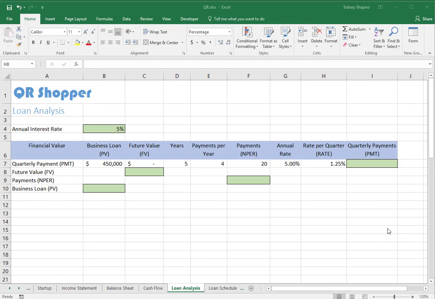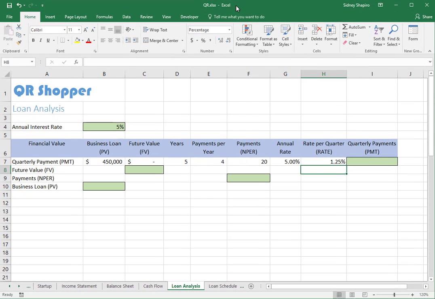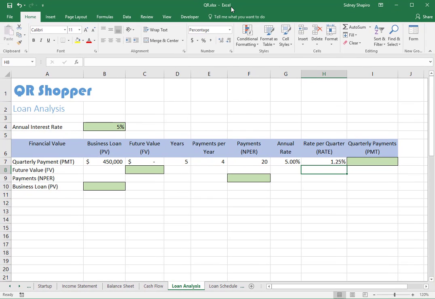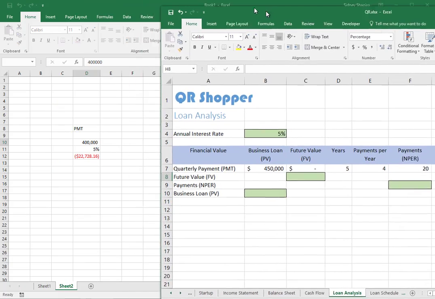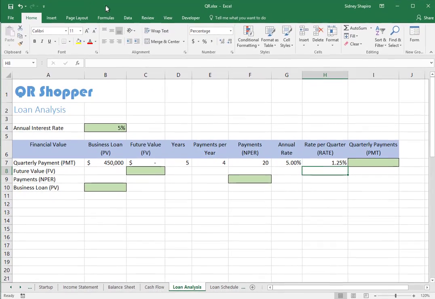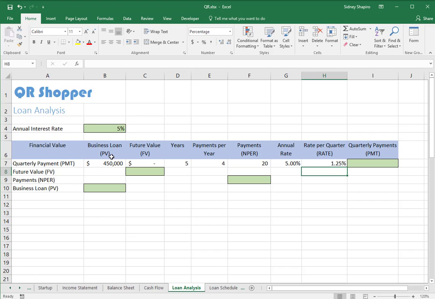Okay, so let's take a look at the loan analysis example. This is from the QR document, and I did the example here on page 533, and this is exactly what we did over here. I just broke it down into the steps using the template. So we put in 5% annual interest. We're going to borrow $450,000. Future value means how much is the loan going to end up at the end of our calculation.